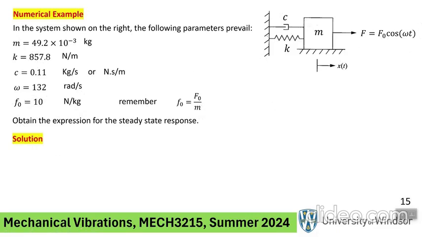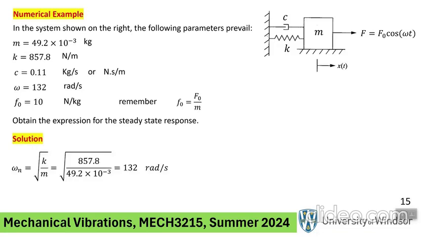It says obtain the expression for the steady state response. Now, remember, the expression for steady state response is little x of t equal to big X times cosine of omega t minus theta. So we have to find big X and we have to find theta, but here I will only find big X for you, and I will leave out the theta for another example.